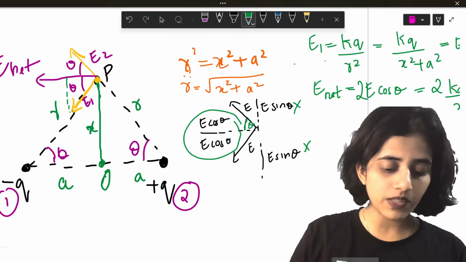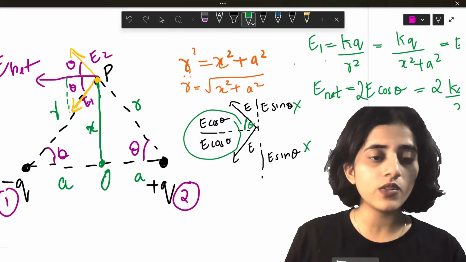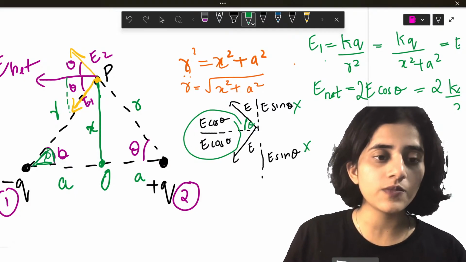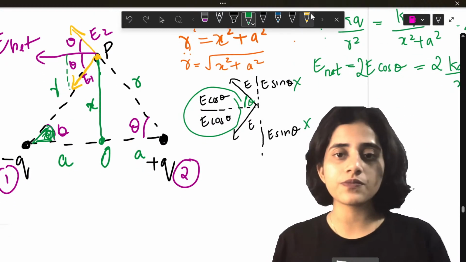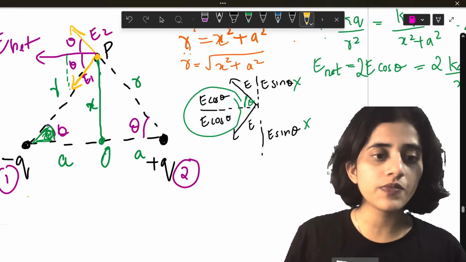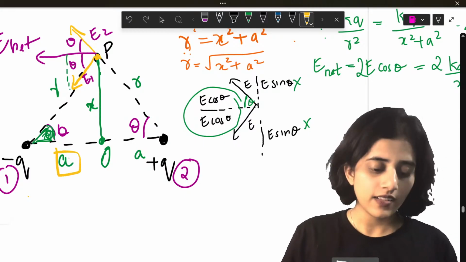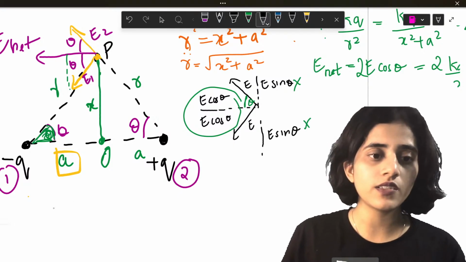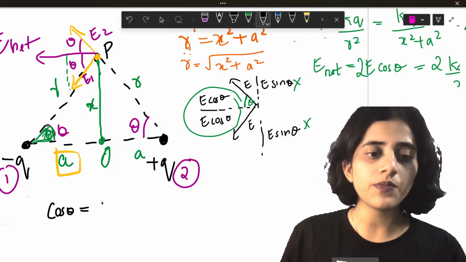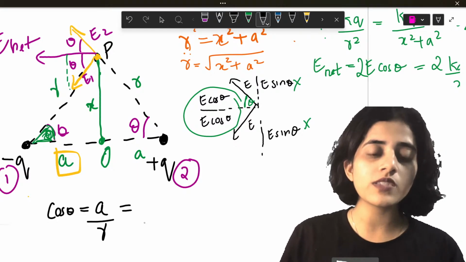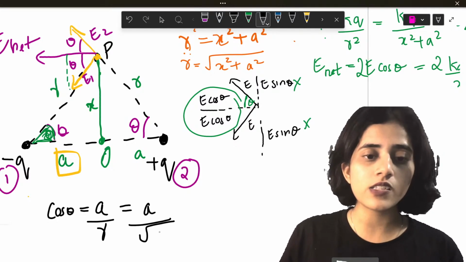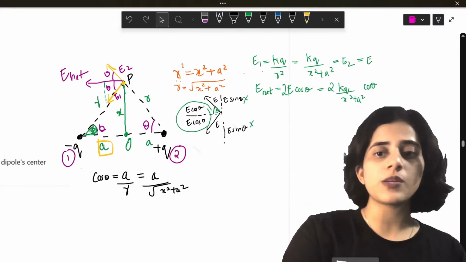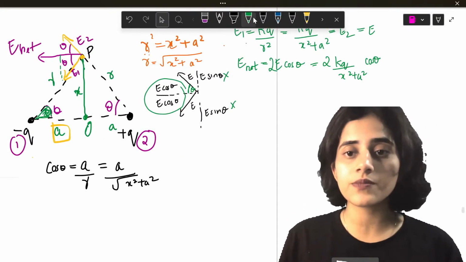Cos theta will be the adjacent side. We can take this triangle, the cos theta triangle. So cos theta will be the adjacent side, which is A, divided by R. That is A divided by the square root of x square plus A square. I'm going to substitute the same thing here.